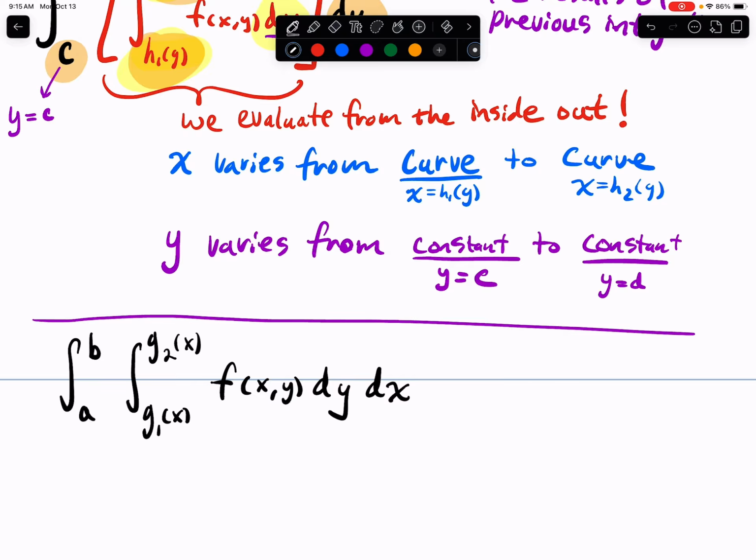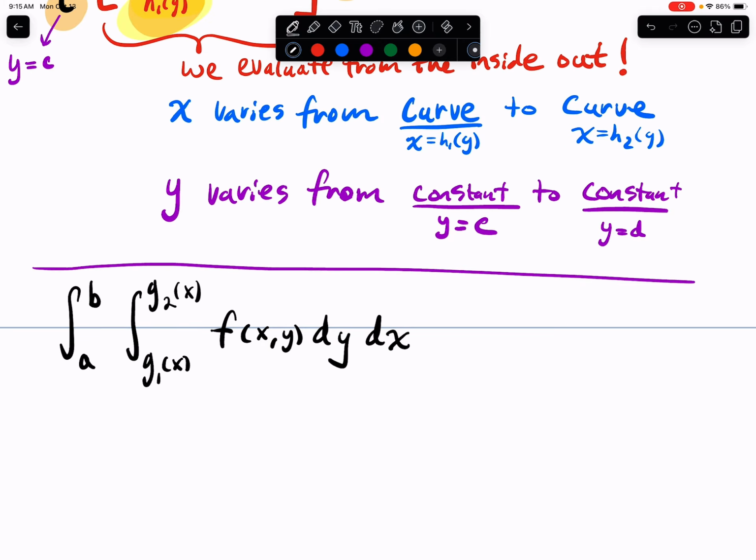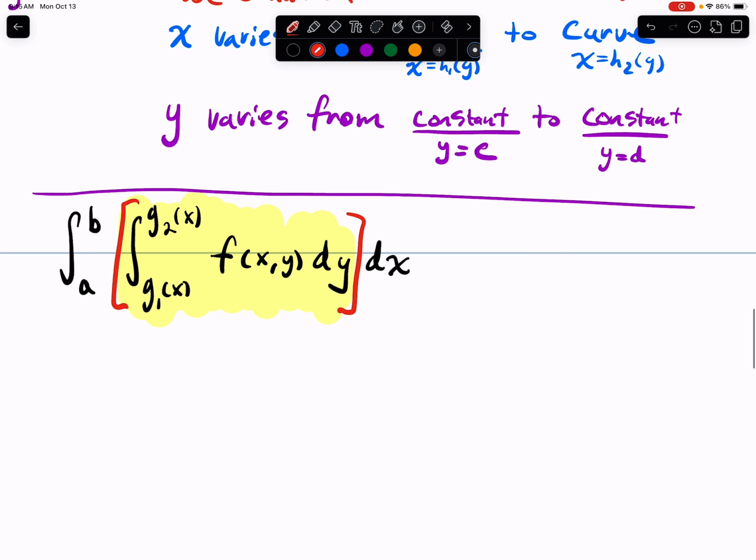Okay. So how do I do this iterated integral? I start from the inside and work my way out. So if I work on the inside, what do I integrate first? I integrate this inside piece first. Okay. So in a picture, what am I going from? My y values are spanning between g1 of x and g2 of x.